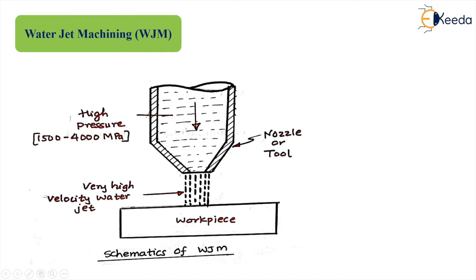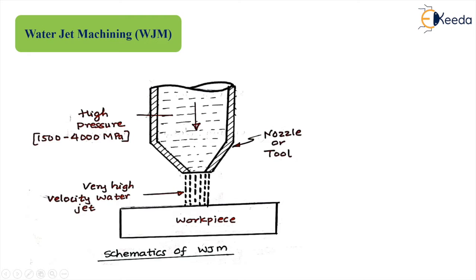So when the high pressure water is passing through this converging nozzle, definitely this pressure energy gets converted into velocity energy, and water will come out from this nozzle with very high velocity. When this high velocity water jet is impinging on this work surface, there is an impact on the work surface, and this continuous impact load will produce deformation or fracture on the work surface. So the mechanism by which the material removal takes place in this water jet machining is the plastic deformation as well as the fracturing of the workpiece.